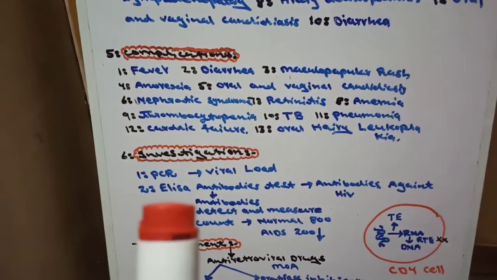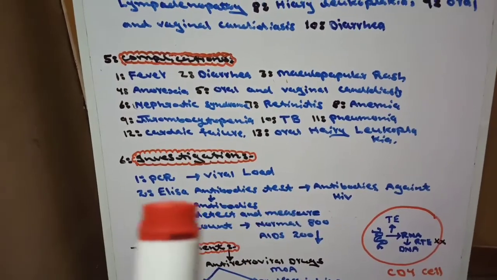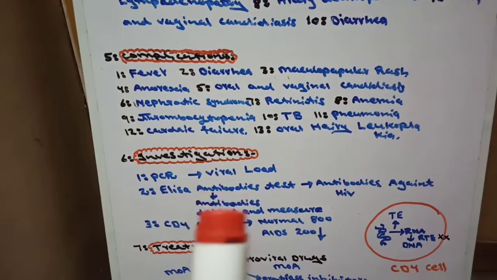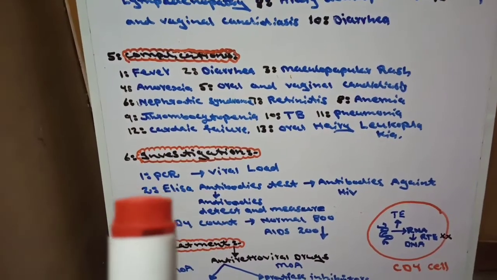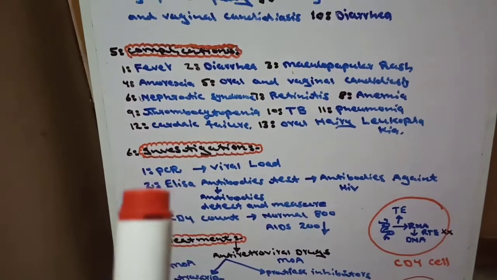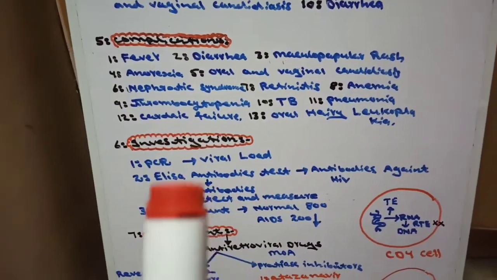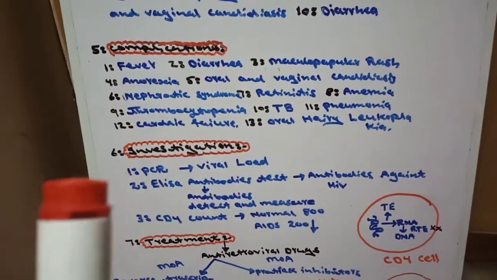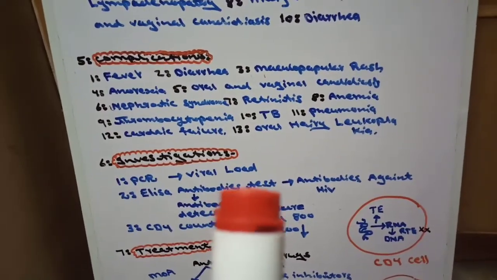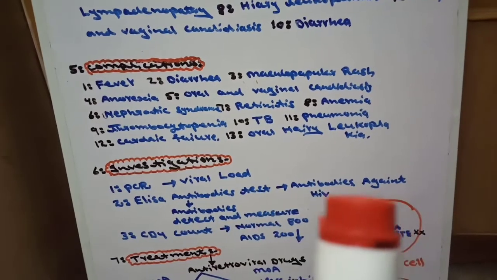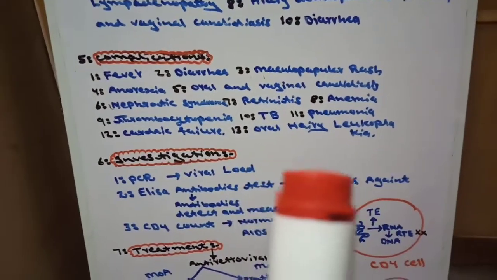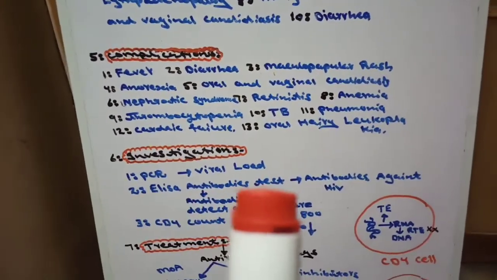Next is the ELISA antibodies test. The ELISA antibodies test is not only used for AIDS, but it is used in many infectious diseases to detect and measure antibodies. But here we use it to determine antibodies against HIV in our body. This is the ELISA antibodies test.